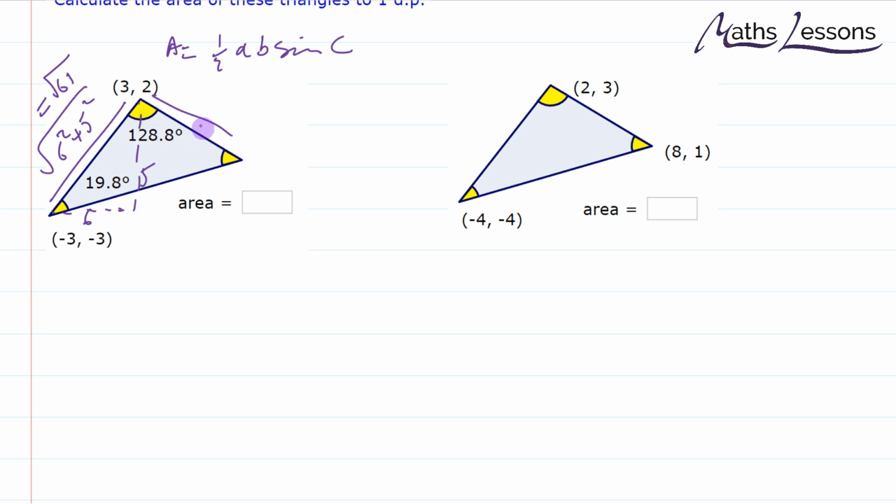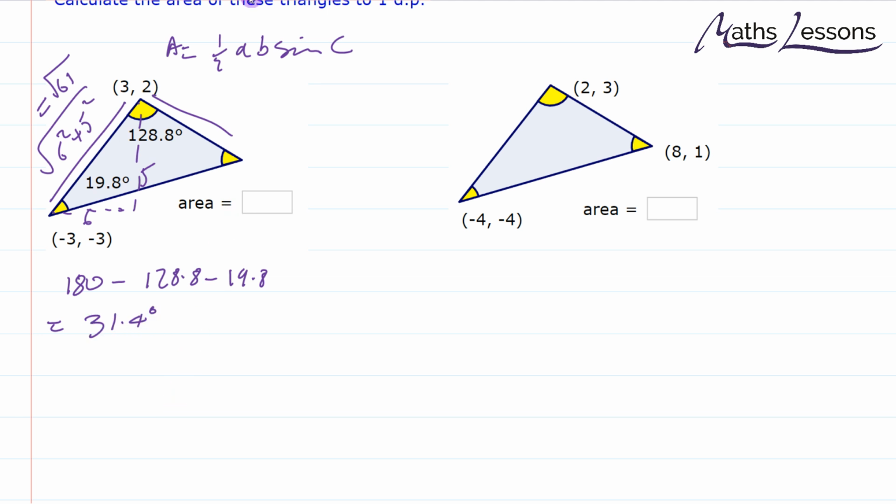So I'm going to find this side, but before I can do that, I need to find an angle, because cosine rule is not going to work, because I don't have all the angles and I don't have this side. Therefore I'm going to use sine rule here, because you need to have opposites. I need this angle opposite this side, and then I'll be able to use this angle opposite this side to find that side. I'm going to find that angle, and that's quite simple because they all add up to 180. So 180 minus 128.8 minus 19.8 gives me this angle here, and that comes out to 31.4 degrees.